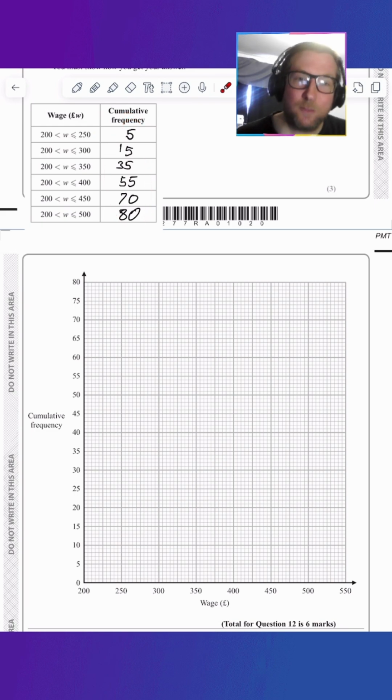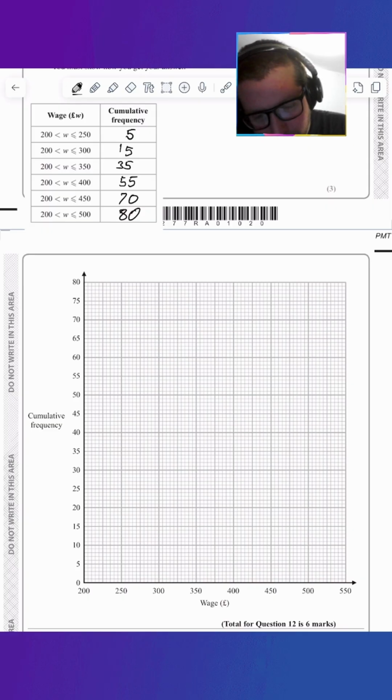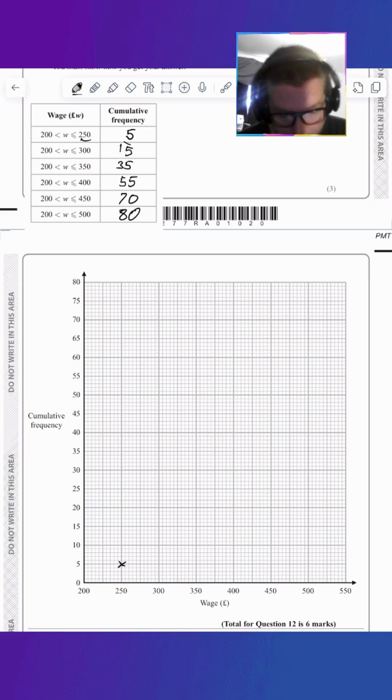So again, we're heading towards 3 marks here for adding up some numbers and then plotting the points on a graph. It's a really good way to squeeze out a few marks on a higher tier paper. So we plot the first point at 255. So that will be here. Is that showing up okay? Yeah. Next one is 315.